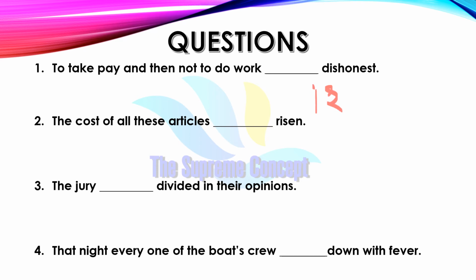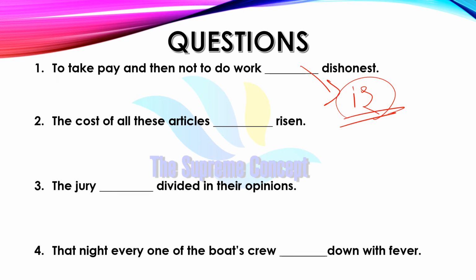One second, let's just mark. Let me change. Yes. So its answer will be is here, okay, is. So, to take pay and then not to do work is dishonest, okay, because we followed the past rule, I can say. Just try to recall those rules that we are implementing in these sentences, okay. You can go back to the previous rules. Just let us move to the next question.